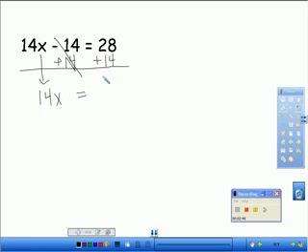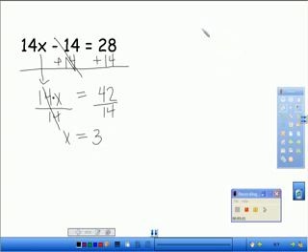28 plus 14 is 42. And so now this is a multiplication problem on the left side. 14 times x equals 42. To get x by itself, I have to do the opposite. The opposite of multiplication would be division. So I'm going to divide both sides by 14. Okay, 14 is eliminated from the left side. So I'm left with x equals 42 divided by 14 is 3.